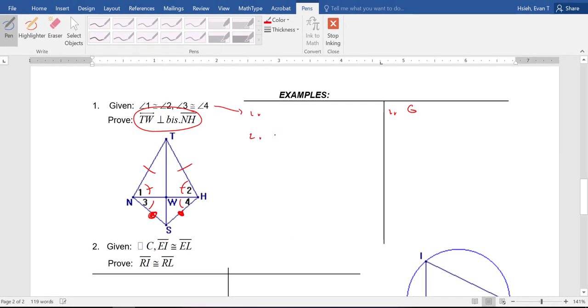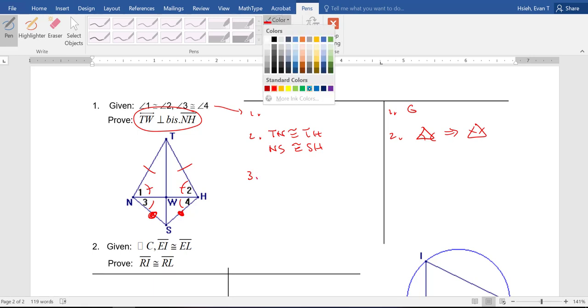So, TN is congruent to TH, and S is congruent to SH. If angles, then sides. There's a lot of that, by the way, in this section. A lot of if angles, then sides, if sides, then angles.